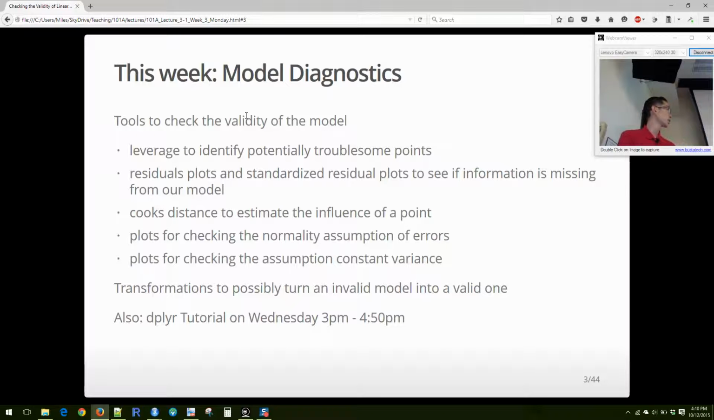We also have plots for checking the normality assumption of the errors, and plots for checking the assumption of constant variance. We'll also cover transformations to possibly turn an invalid model into a valid one. It's not a fail-safe method, but sometimes it does the trick.